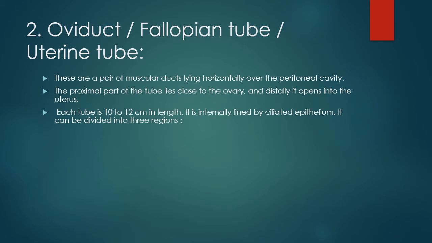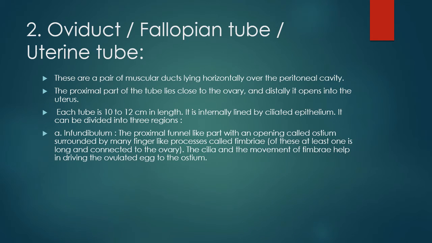It can be divided into three regions. First is the infundibulum, the proximal funnel-like part with an opening called the ostium, surrounded by many finger-like processes called fimbriae. Of these, at least one is long and connected to the ovary. The cilia and the movement of the fimbriae help in drawing the ovulated egg to the ostium.